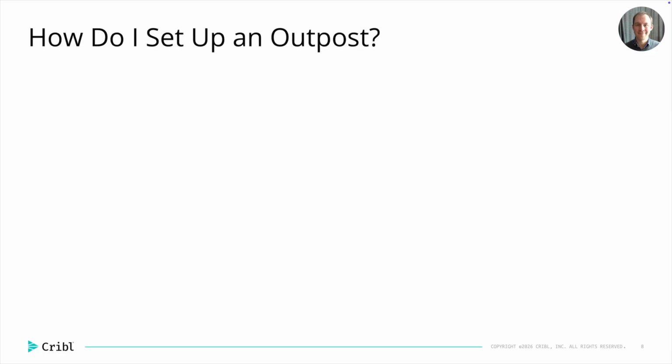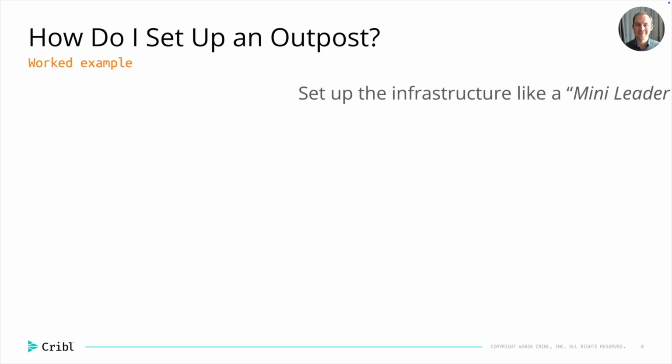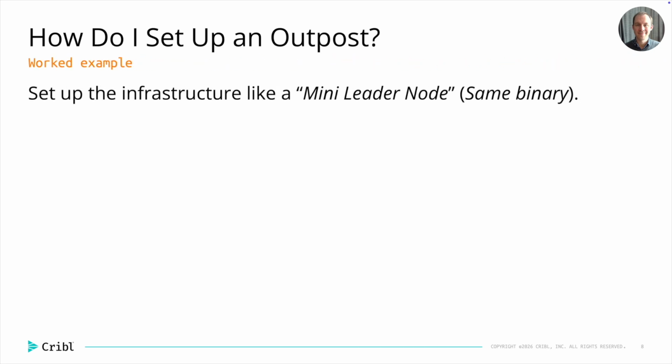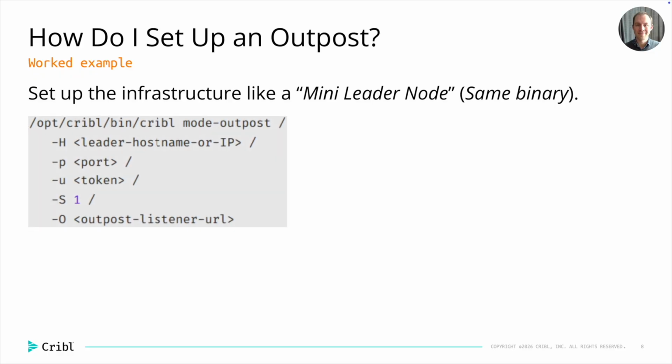So if there is a situation under which you wish to set up an Outpost, how would you go about doing this? The short answer is you set up Cribl Outpost to look like a mini leader node. You'll be running the same binary, just with slightly different options. So you'd run the Cribl binary with the option mode-outpost and specify all the parameters your Outpost needs to connect into your main leader node.